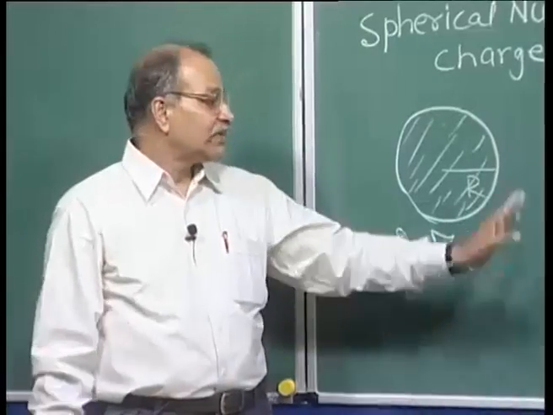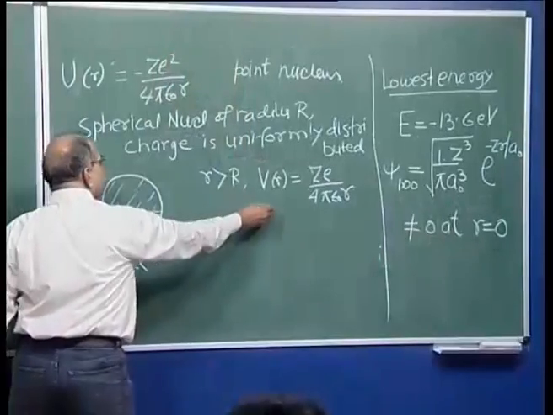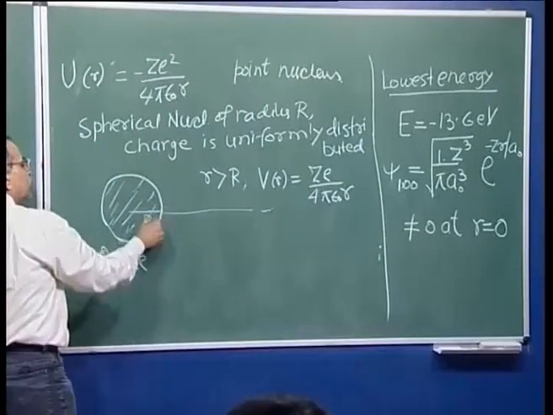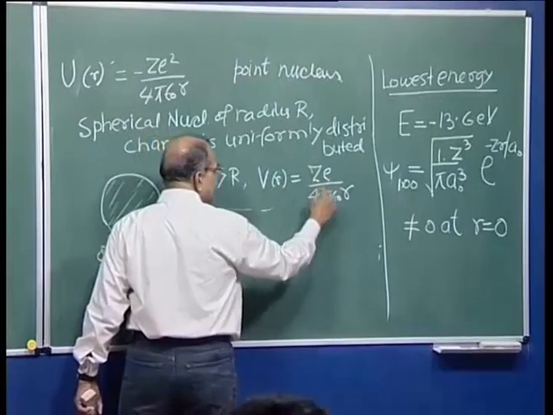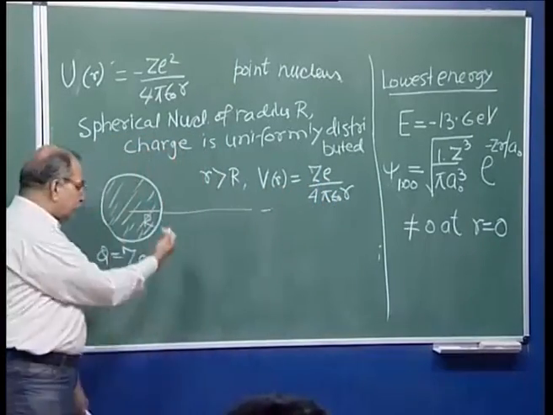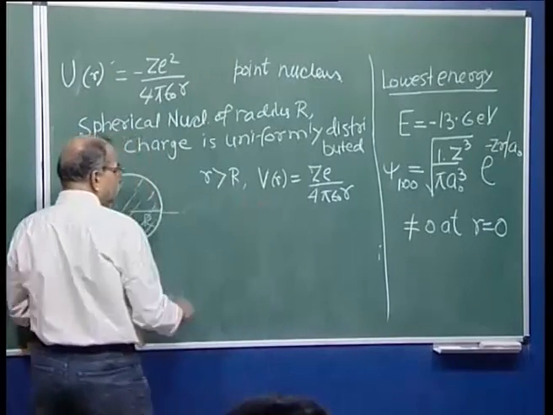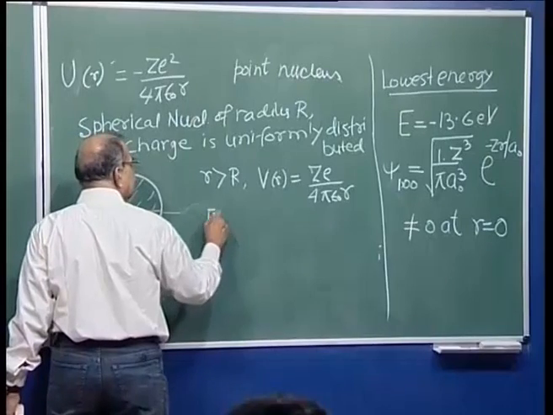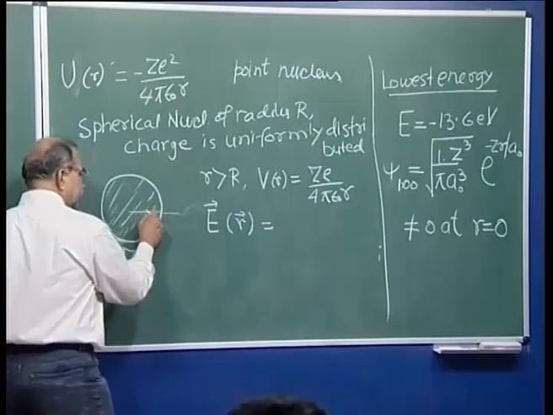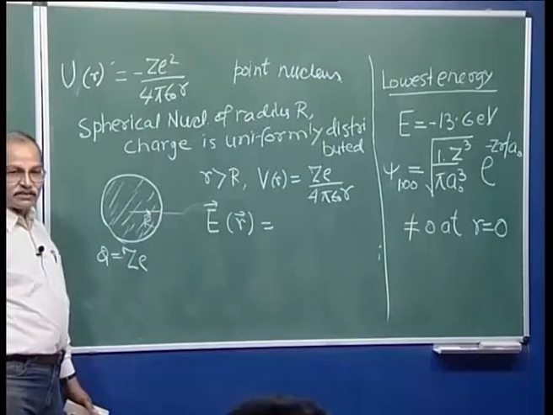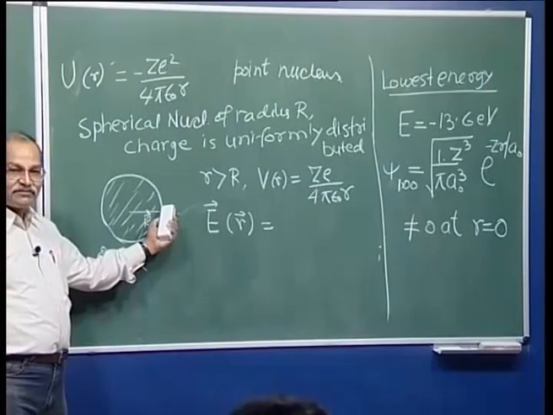So, it is this, but inside the story is different. Up to here the potential I know, all outside points. V at capital R I know, V at capital R will be Ze by 4 pi epsilon naught capital R. Now, I am getting into the sphere. So, how do I calculate potential? Get electric field inside first and then integrate electric field to get the potential difference and add to this potential.